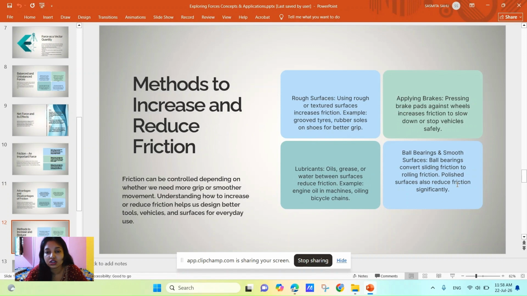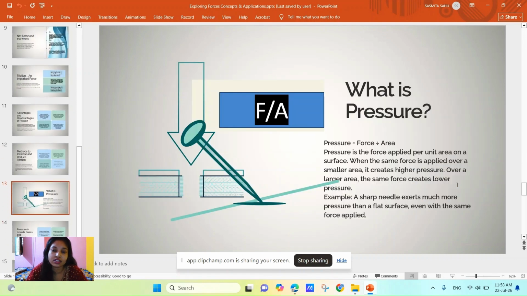Lubricants, that is oil, grease, or water between surfaces, reduce friction. Example, engine oil in machines, oiling bicycle chains. Ball bearings and smooth surfaces: ball bearings convert sliding friction to rolling friction. Polished surfaces also reduce friction significantly.